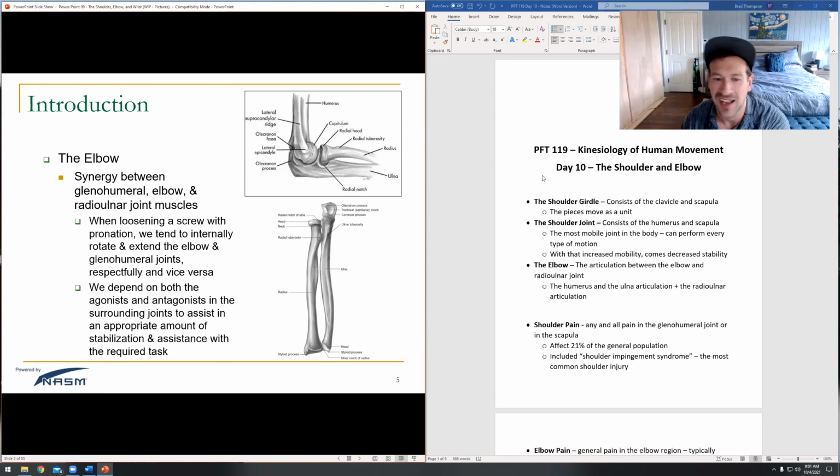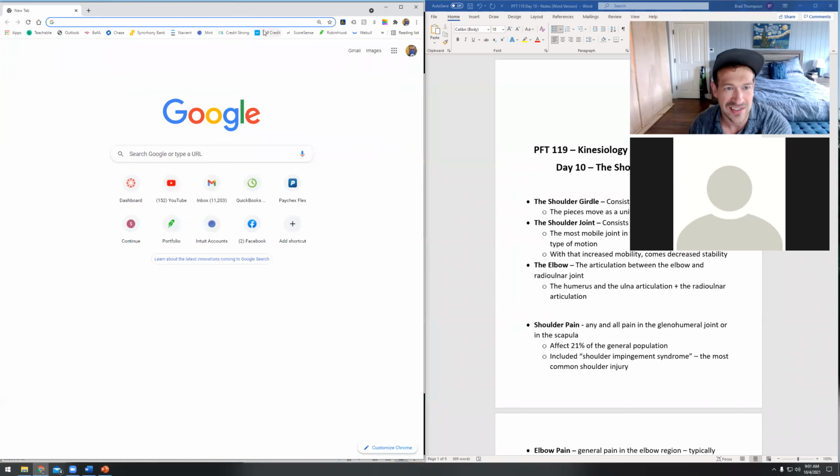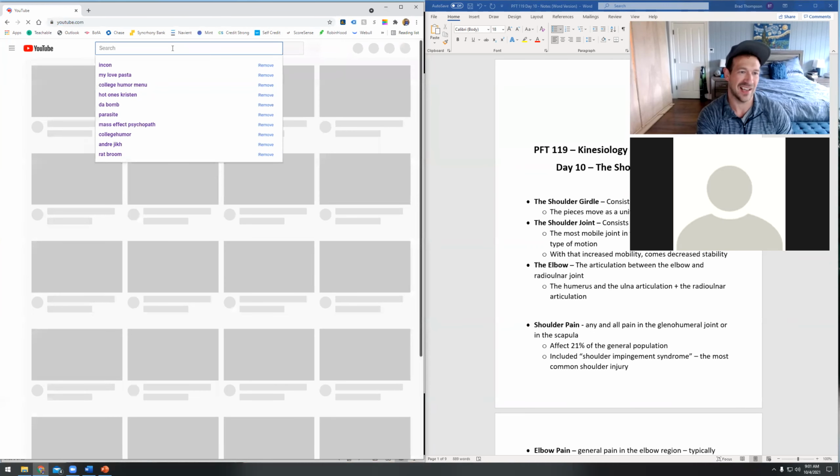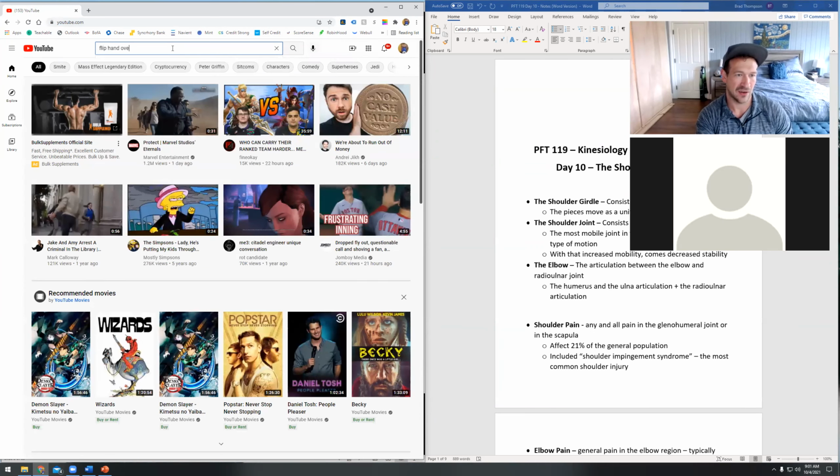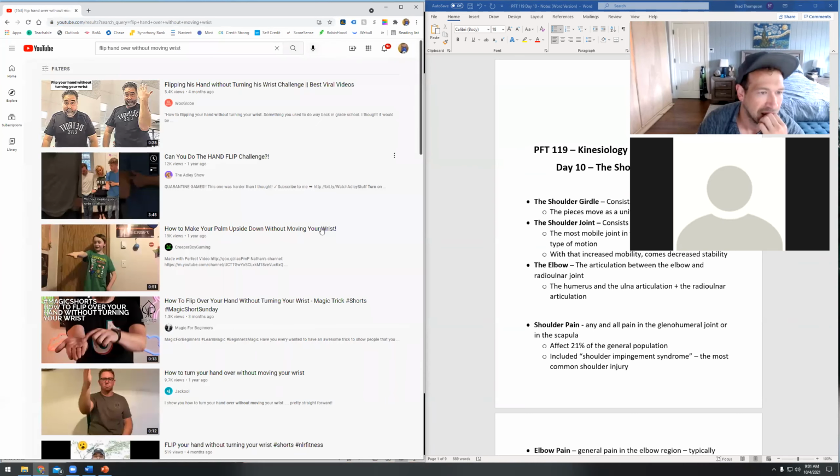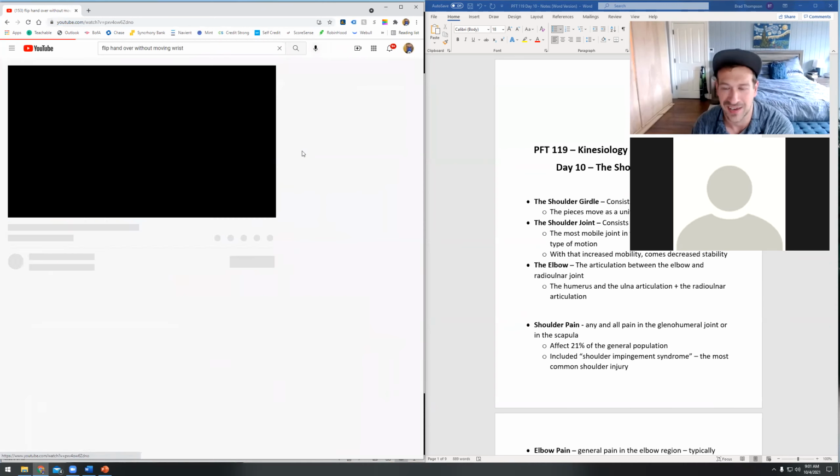Have you guys seen this? I wonder if I can find it. Have you guys seen this TikTok thing where it's like, flip your hand over without moving your wrist? Let's see if I can find this. Flip hand over without moving. Yeah, here we go. This is about 30 seconds. This is kind of funny.